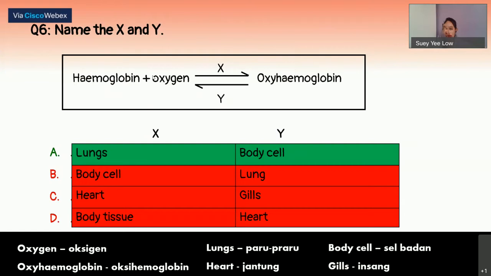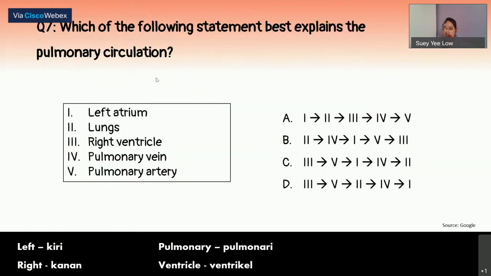So question 7. Which of the following statements best explains the pulmonary circulation? Remember the diagram of the heart, right? There's a hack for you to answer this kind of question. It's confusing, right? You don't know which one to start with. So the easiest way is to go through all the answers. So 1, 2, 3, 4, 5, which means left atrium, go to lungs, go to right ventricle, go to pulmonary vein, and go to pulmonary artery. Is it correct?